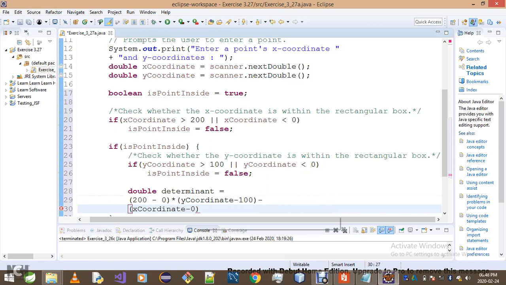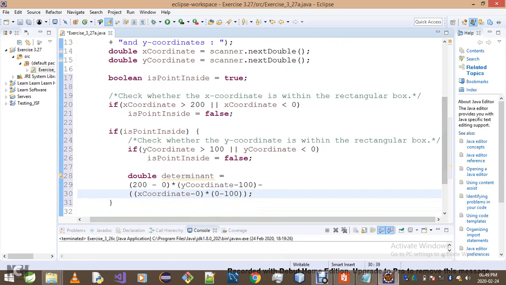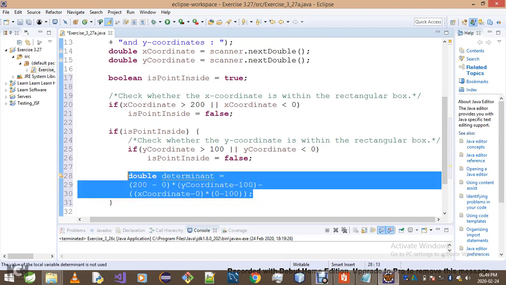Don't worry if you don't follow what's going on. You shouldn't worry. I am gonna take care of you. So again, what I was saying was, I'll simply go x coordinate minus 0, and I want to multiply that by 0 minus 100. Again, I did not come up with this off the top of my head, you folks. This is a formula. You can check it online.